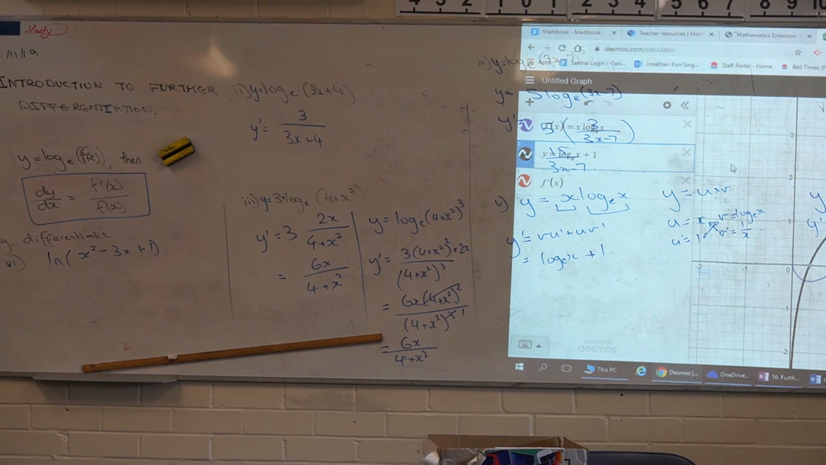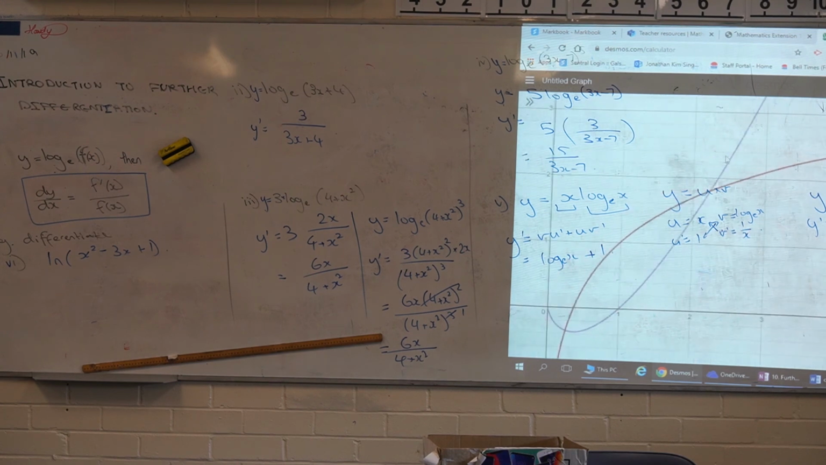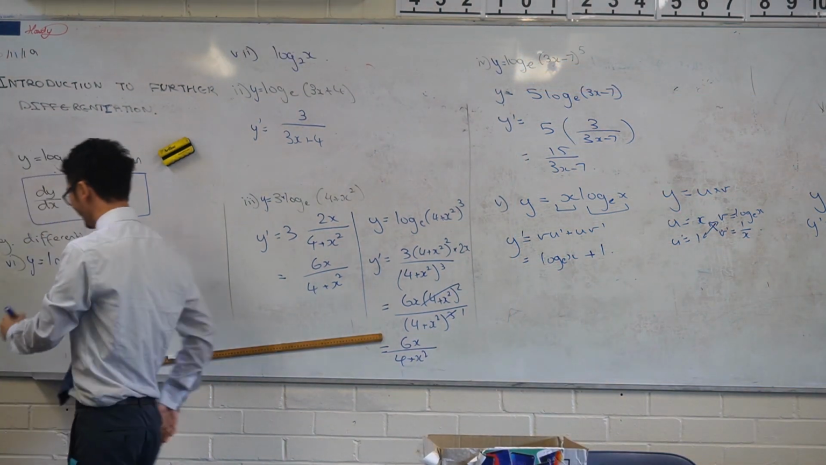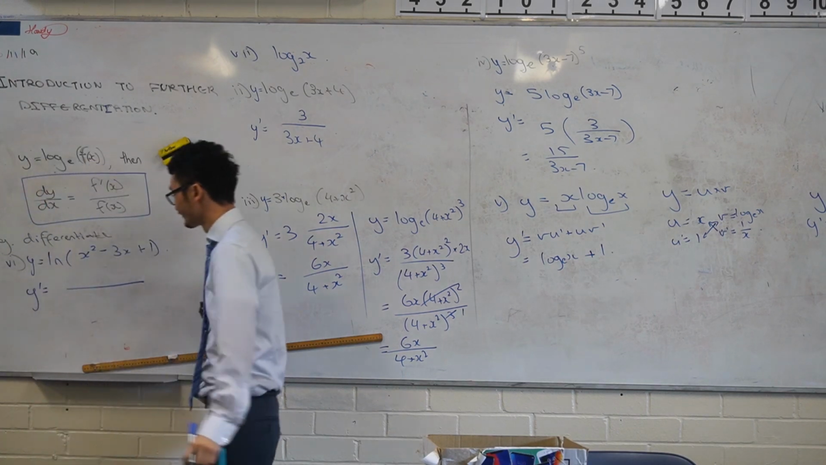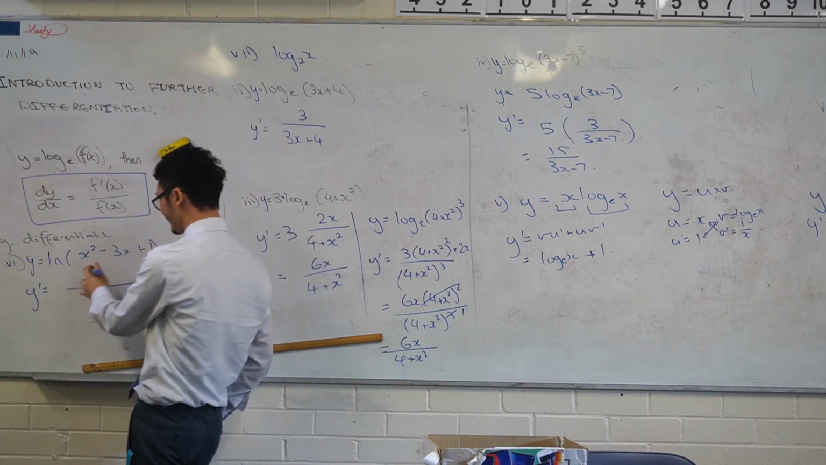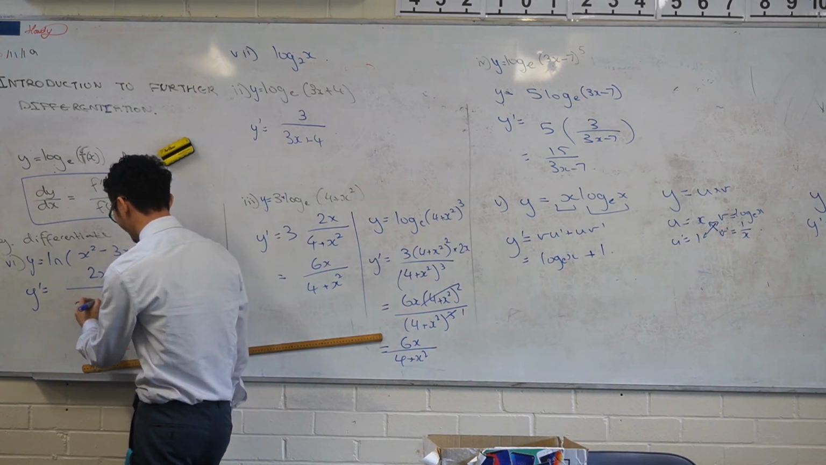Yeah, nice. What does Cooper do? We can have a go. 2x minus 3, because that's the derivative of this, x squared minus 3x plus 1.